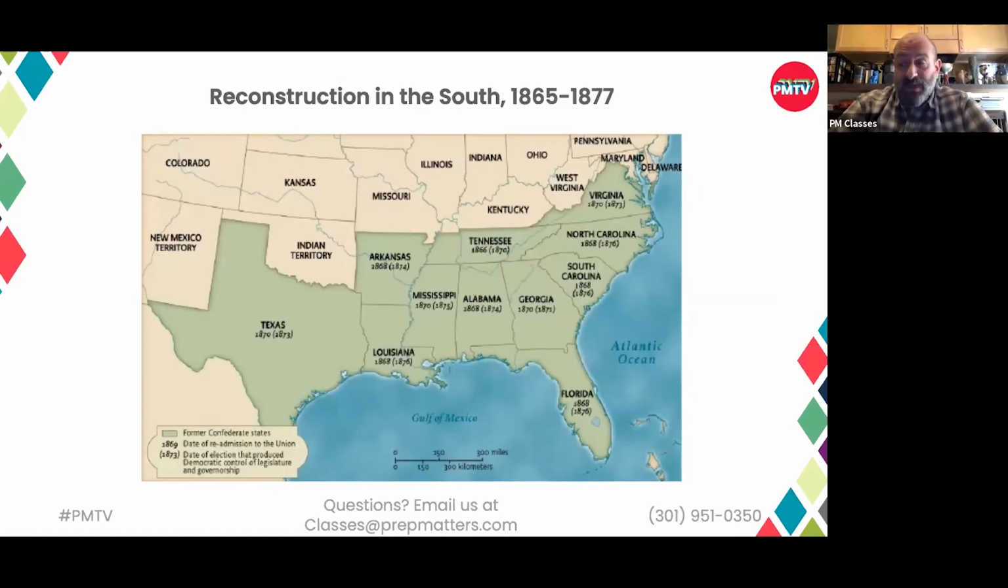In 1870, the 15th Amendment is ratified, which prohibits denying men the right to vote based on their race. Though, as we see, for the better part of the next century and beyond, opponents of African American suffrage find other ways to disenfranchise freedmen.